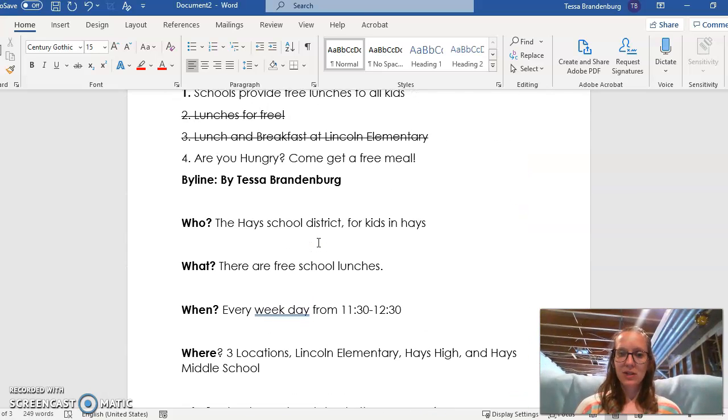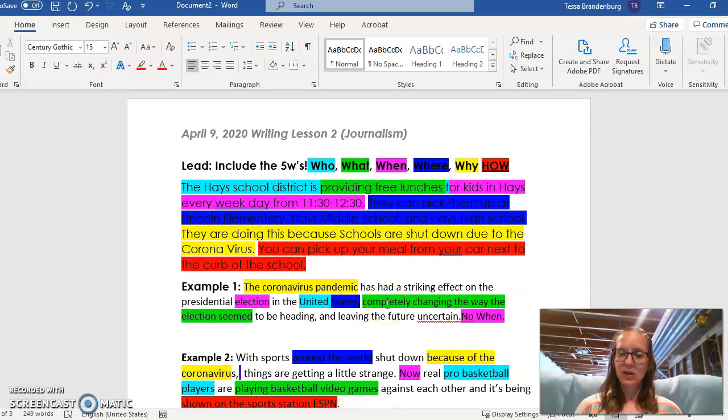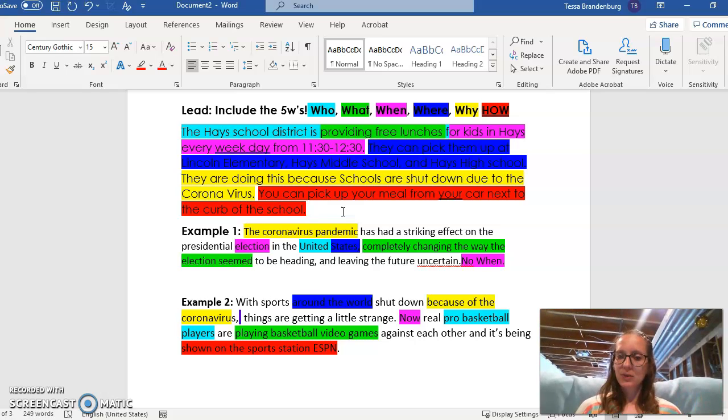So use the information that we wrote from lesson 1 and put it into this format. You don't have to change the colors. I just did that so that it would be easy for you to see. Like the who, what, when, where, why, and how. So you do what works best for you.